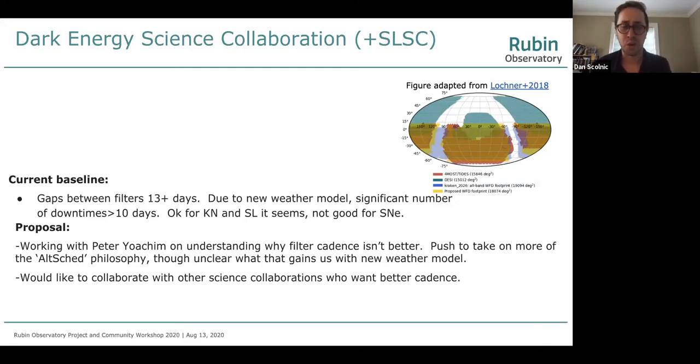So our supernova group has been working a lot with Peter on trying to push the filter cadence, and we've been looking still at this alt sketch philosophy, but it seems like it's just not buying us that much. And I think we know we want to get better, but it's unclear right now what's the path to do that. And we'd really like to work with other collaborations on this. Okay, so the next slide.